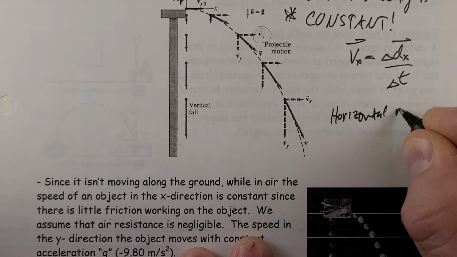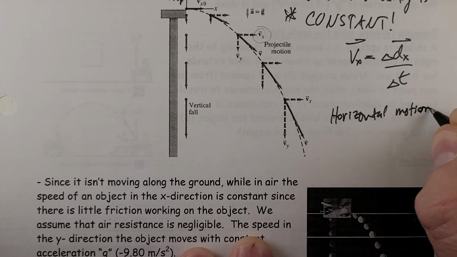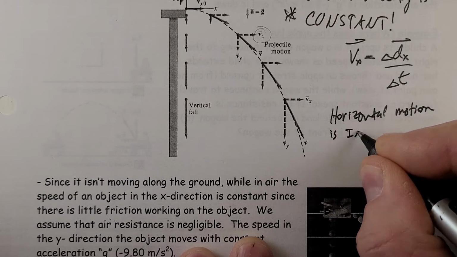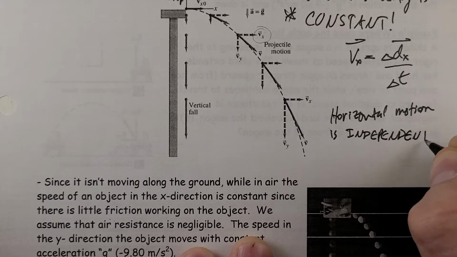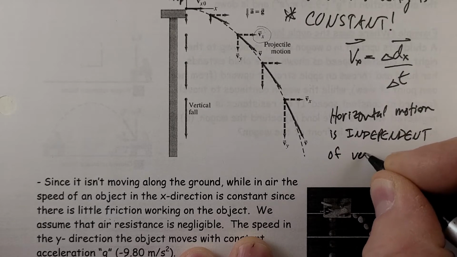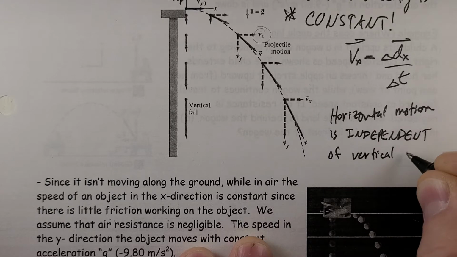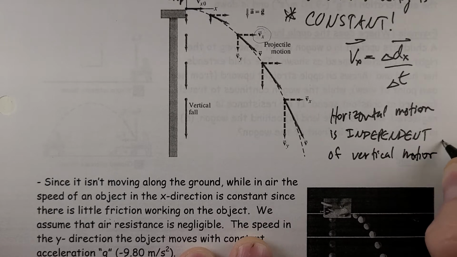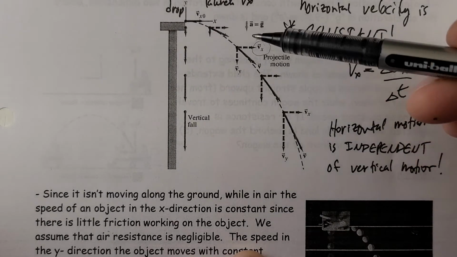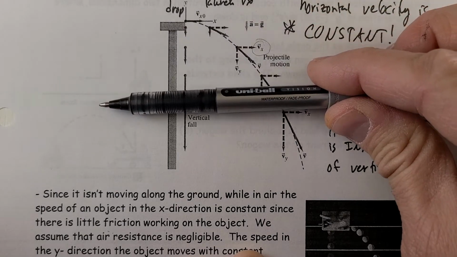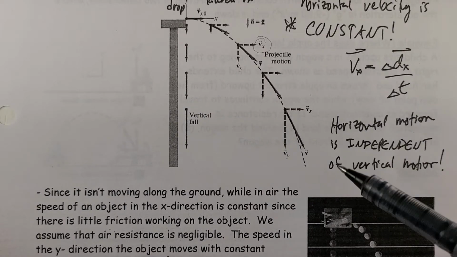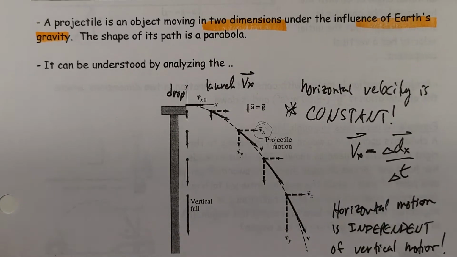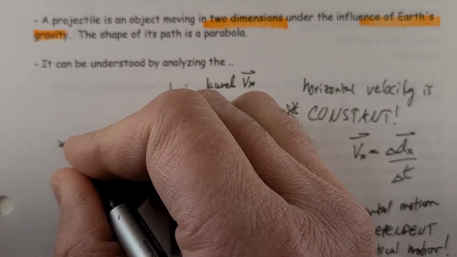Horizontal motion is independent of vertical motion. So what happens here is that gravity interacts with both of these in an identical fashion. They both fall at the same rate. That's kind of a key thing to note.